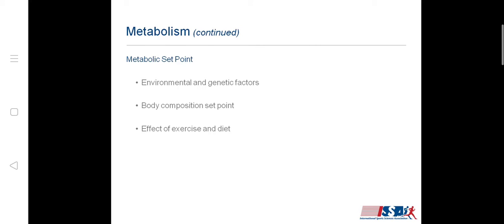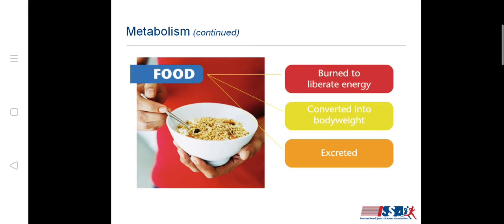The average rate at which your body builds up and breaks down molecules is known as your metabolic set point. This set point is determined by both environmental and genetic factors, and among other things, it determines body composition. This means that the likelihood of storing body fat and maintaining lean body mass is determined by your metabolic set point. Exercise can raise your metabolic set point, and therefore affect your body composition. Choice in foods will also influence your metabolic set point.